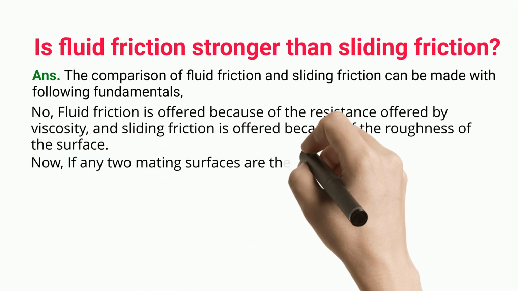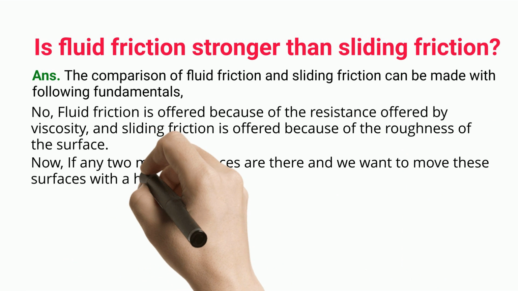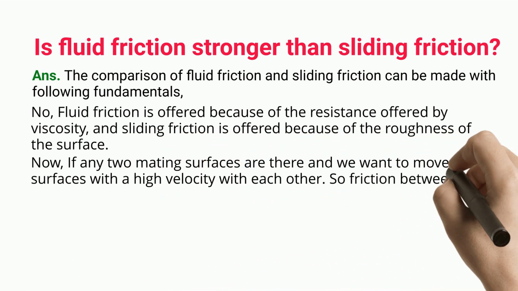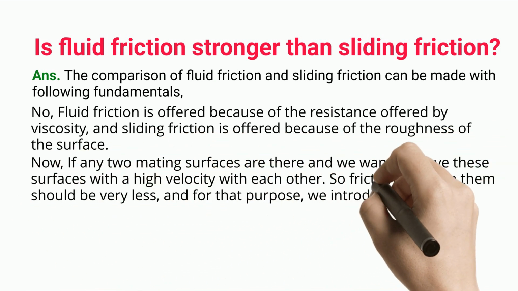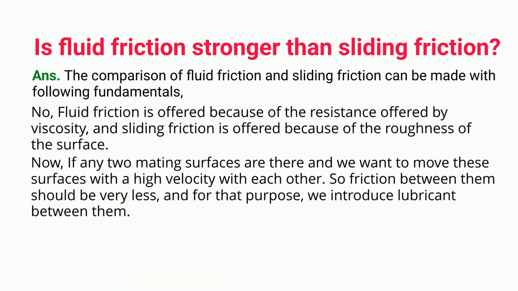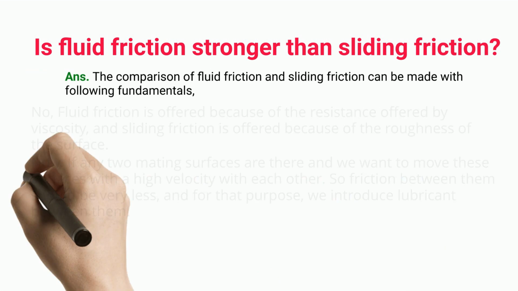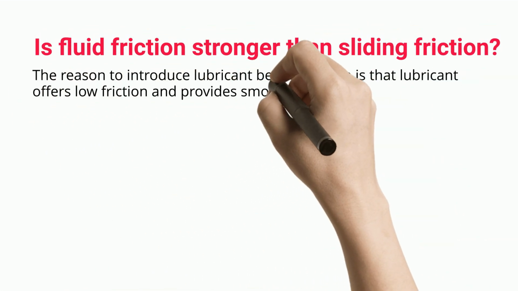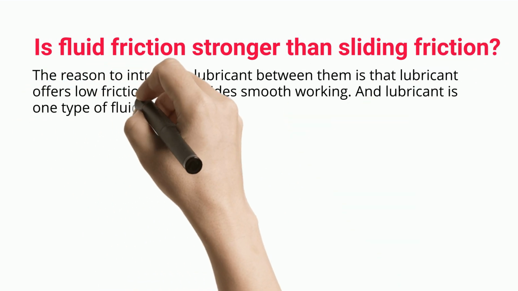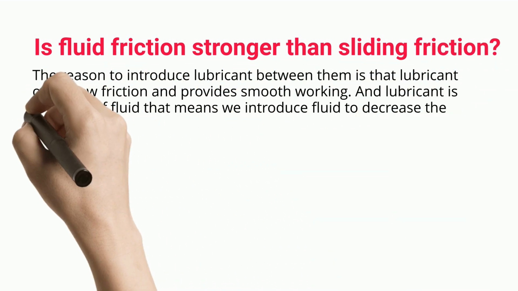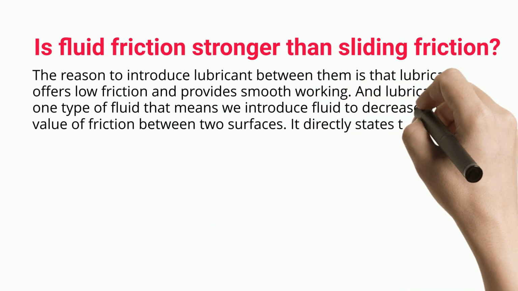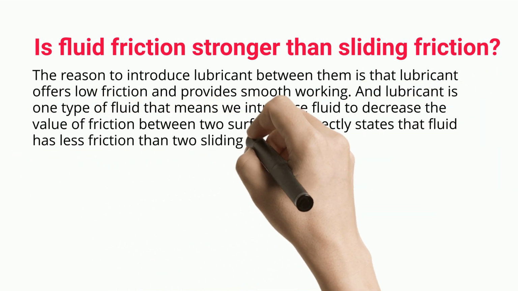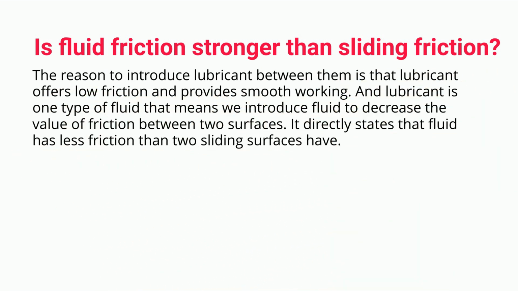Now, if any two mating surfaces are there and we want to move these surfaces with a high velocity with each other, so friction between them should be very less, and for that purpose, we introduce lubricant between them. The reason to introduce lubricant between them is that lubricant offers low friction and provides smooth working. And lubricant is one type of fluid, that means we introduce fluid to decrease the value of friction between two surfaces. It directly states that fluid has less friction than two sliding surfaces have.